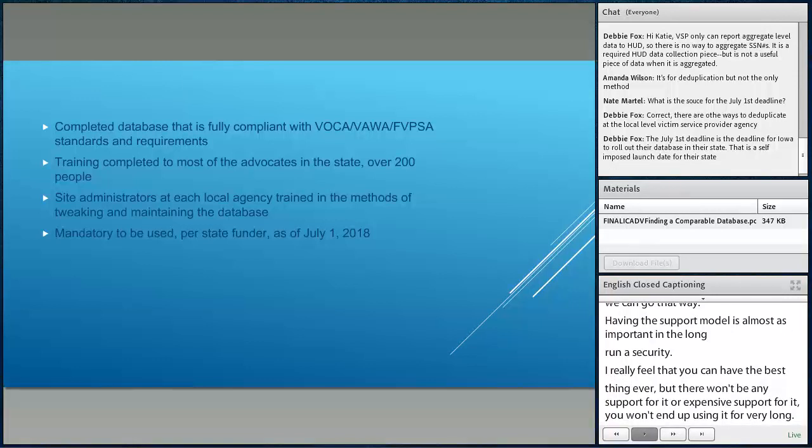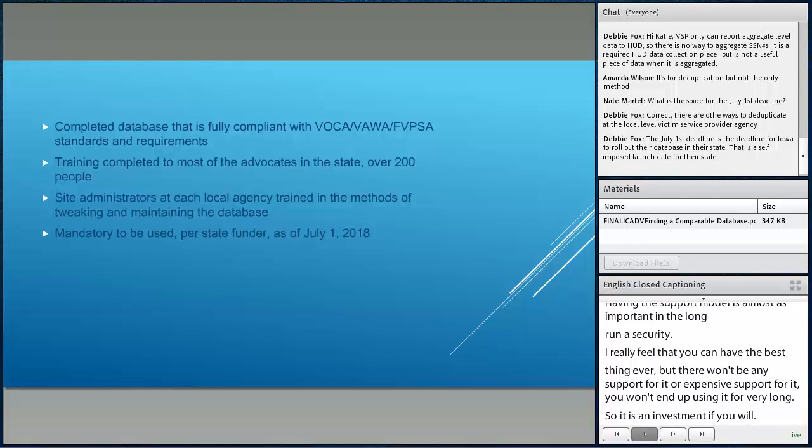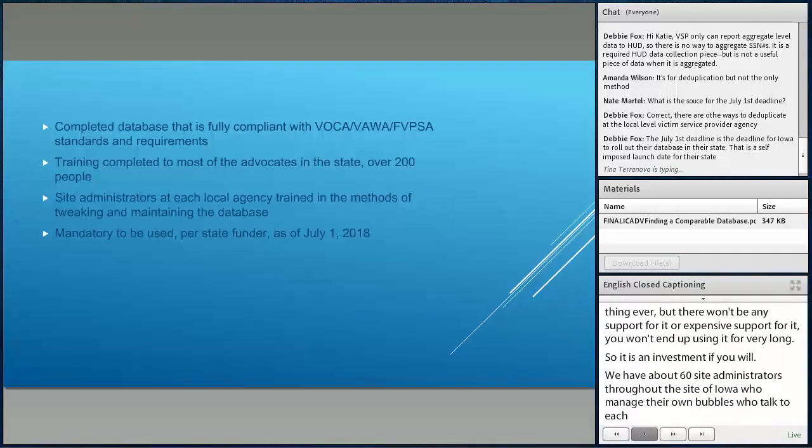So it's an investment, if you will. We have about 60 site admins throughout the state of Iowa who manage their own bubbles, who talk to each other, who talk to me, talk to Kelsey at Iowa CASA, on how to do this stuff, how to put in the information that they need, how to get the reports out. So that's very important. That support model is definitely something that needs to be thought of prior to or during the time when you're actually considering a database vendor.